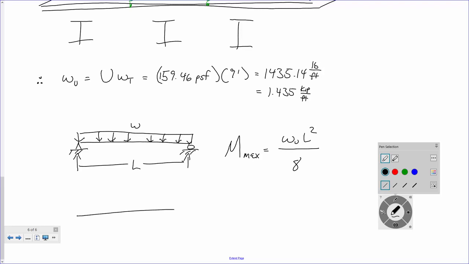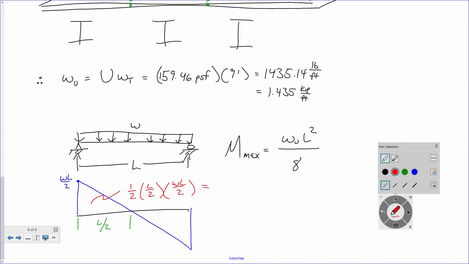Watch this. Would you agree that your shear diagram is going to look like that? That distance is L over 2. This height, that's the reaction, right? What's that reaction for this beam? Is it WL over 2? Like half the load over here, half the load over there? What's the area of this triangle? It's 1/2 base times height. 1/2 times L over 2 times WL over 2. 2 times 2 times 2. 8.